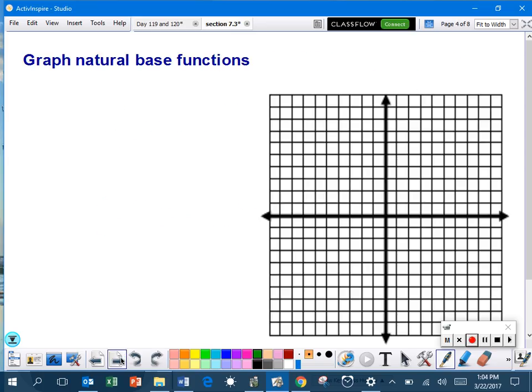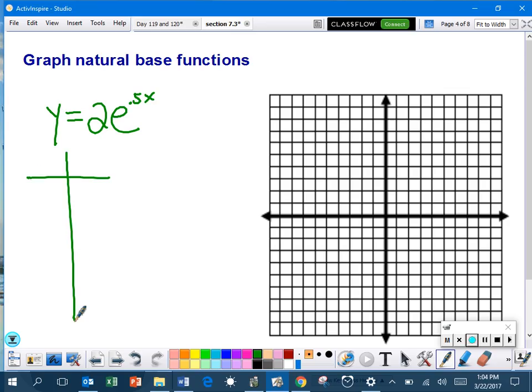Now, again, you do not have to have graph paper for this. You can do this freehand. We're only going to do one of these, and it's exactly the same thing that we did in the last 2 lessons. If we have y equals 2e to the 0.5x power, we're going to make a table. Unfortunately, here you are going to have to deal with some decimals. You're not going to have nice numbers.